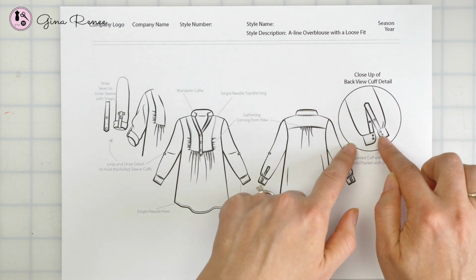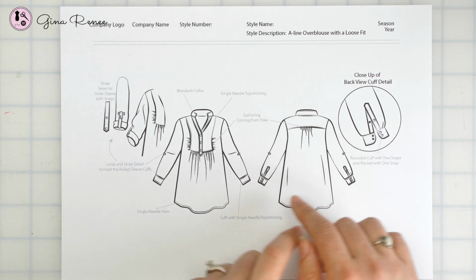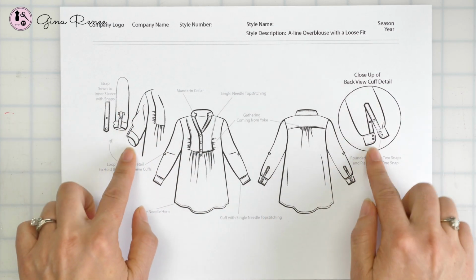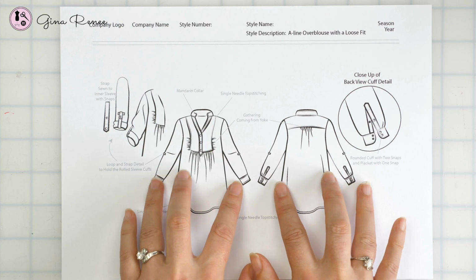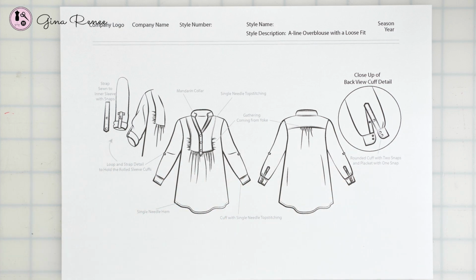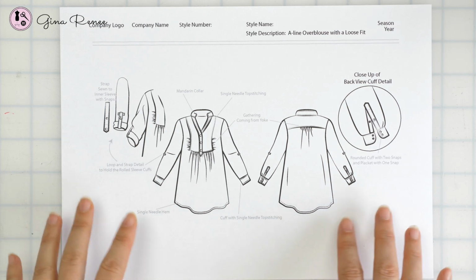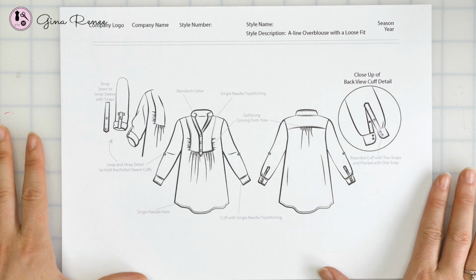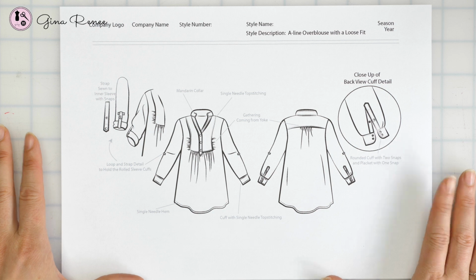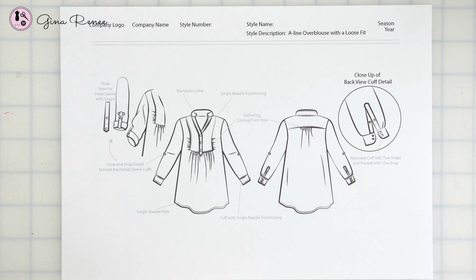Then we have close-ups of things that are very difficult to see. So these would be close-ups of the areas that are a little bit hard to fully understand from the full sketch. And what's on this document is the same across most brands. So what does the process look like?